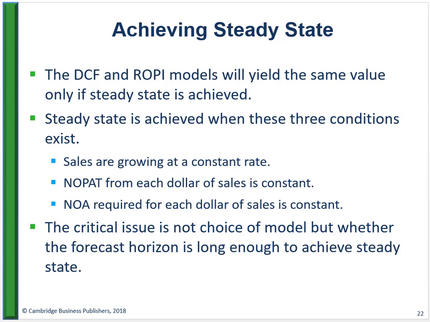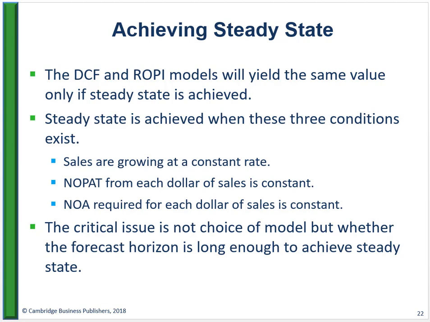Okay, so again, achieving steady state. The discounted cash flow and the ROPI models will yield the same value if steady state is achieved. Steady state requires three things. Sales are growing at a constant rate, so you have a mature company. NOPAT for each dollar of sales is constant, and net operating assets required for each dollar of sales is constant. All of those three things are hallmarks of a mature company. So again, this works well for a company like Procter & Gamble.